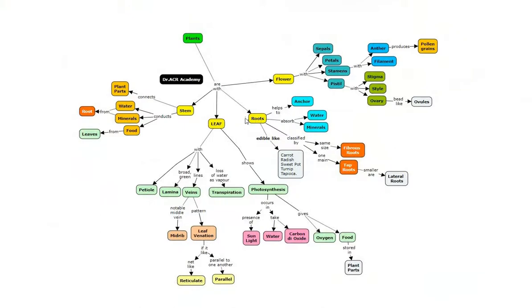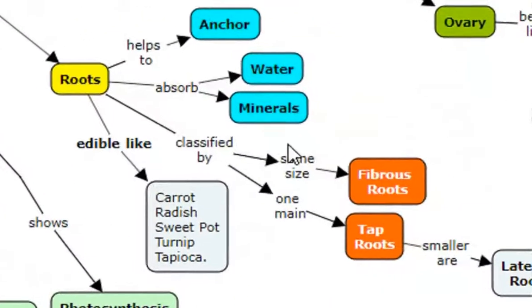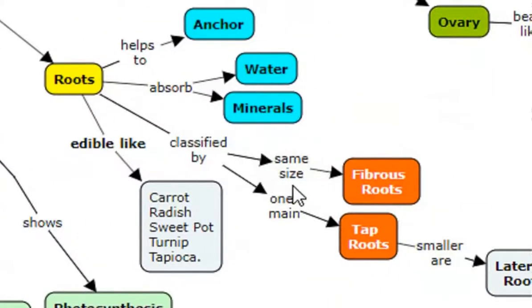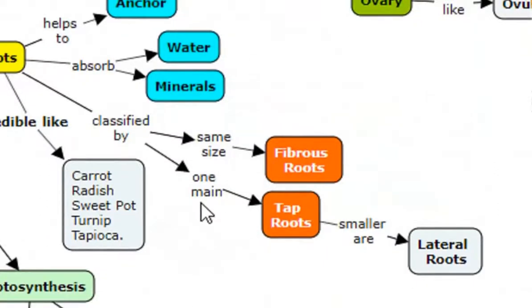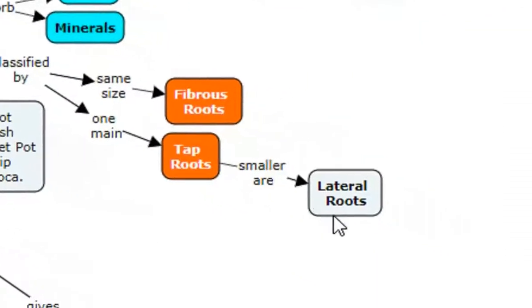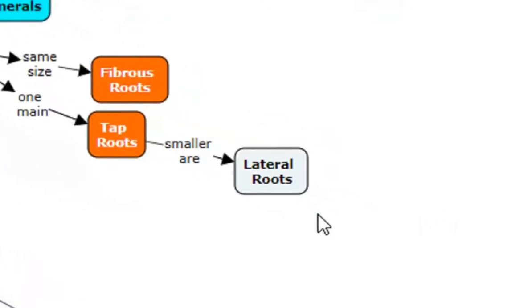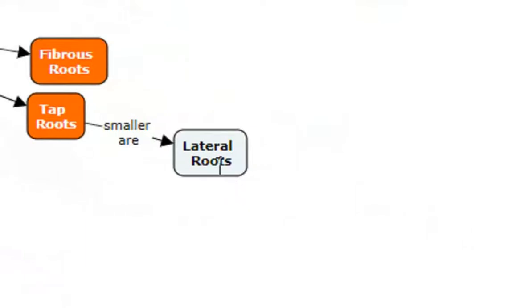The roots are classified into two groups. The first one is, if the roots are of the same size, it is called fibrous root. The second type is, if there is only one main single root, it is called taproot. And you can see smaller roots coming out of it, which are called lateral roots.